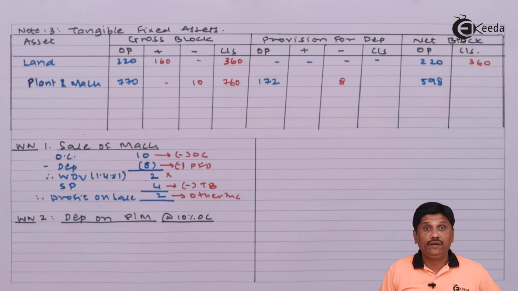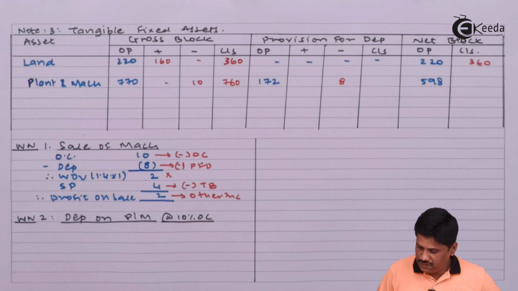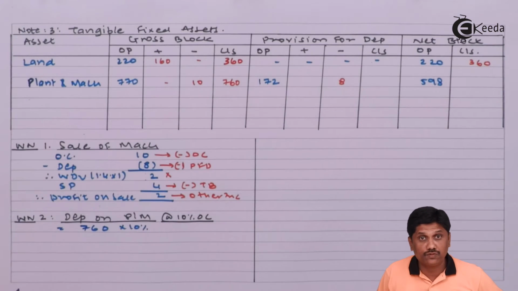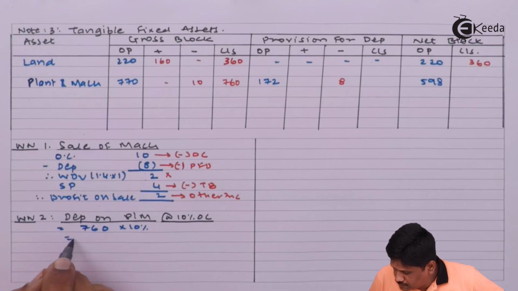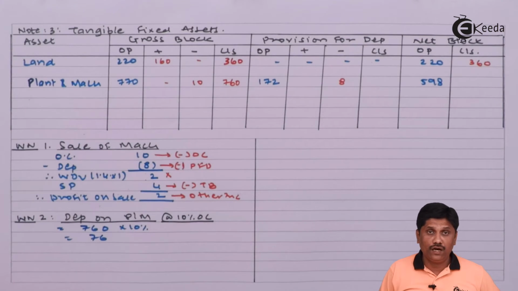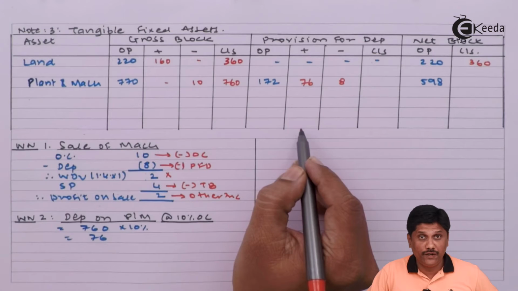It is at the rate of 10% on the original cost. So my remaining original cost is 760 into 10% comes to 76. Two effects will be given. It will be added in PFD and it will also come in the P&L account. I will write the P&L account effect only when I close this particular note.